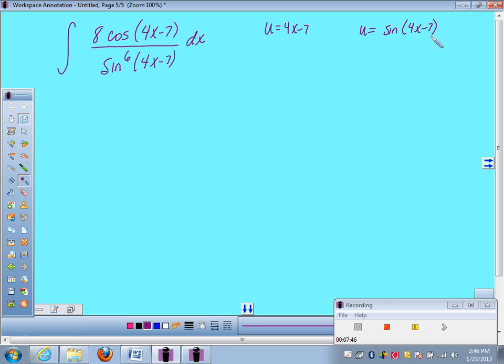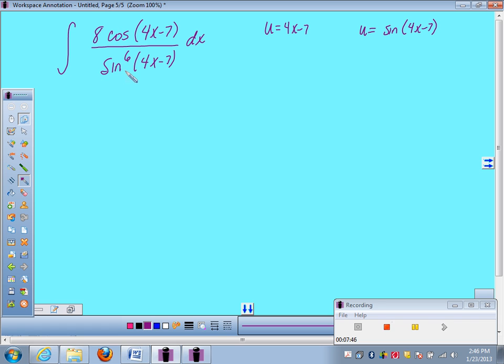Okay, here's where I want you to think ahead. If you do that, you'll have cosine of u over sine to the 6th of u. Well, cosine over sine is cotangent, but this sine is a 6, and that cosine is only 1. Will you be able to do an integration of a cosine over a sine to the 6th? Nope, that's not going to work.